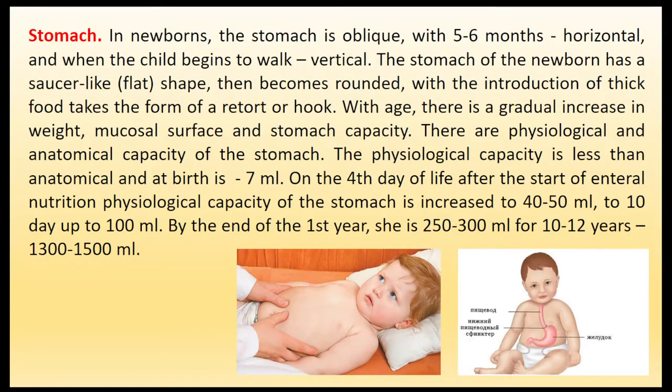On the first day of life, after the start of internal nutrition, the physiological capacity of the stomach increases to 40-50 milliliters, and by 10 days up to 100 milliliters. By the end of the first year of life, it's 250 to 300 milliliters. And for a child of 10-12 years old, it's about 1,300-1,500 milliliters.